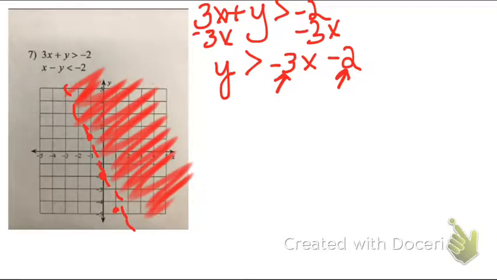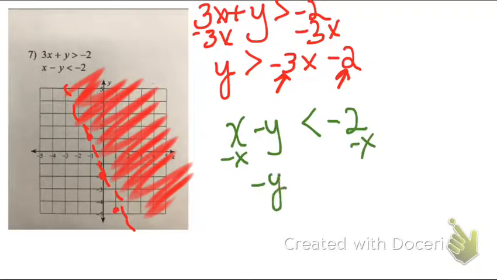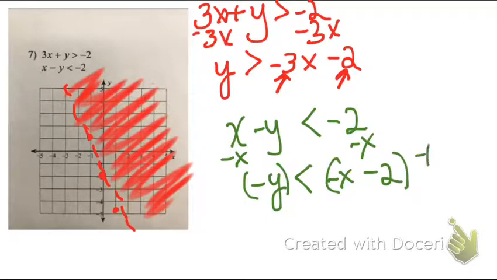Okay, so let's make our next one. So our next equation was x minus y is less than negative 2. So I'm going to subtract x from both sides. So I get negative y is less than negative x minus 2. I'm going to multiply both sides by negative 1. So y, flip the sign, is greater than x plus 2.